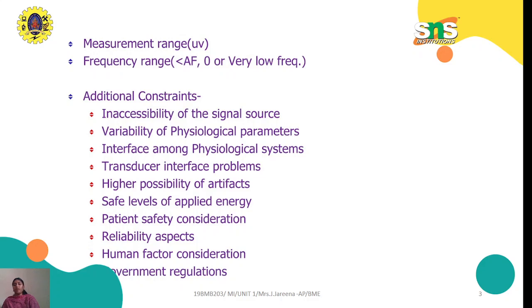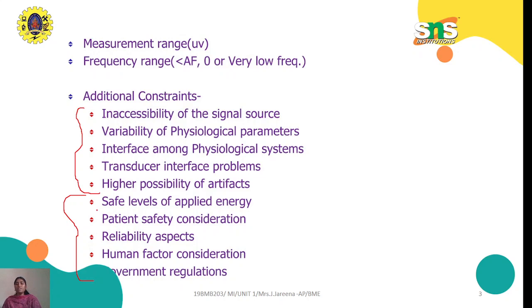Hi all. Now we are going to have a continuation of last class, that is the general constraints in design of medical instrumentation system. In last class we covered the major five general constraints: inaccessibility of signal sources, variability of physiological parameters, interference among physiological systems, transducer interference problem, and a higher possibility of artifacts. In today's class we will discuss the other set of general constraints.